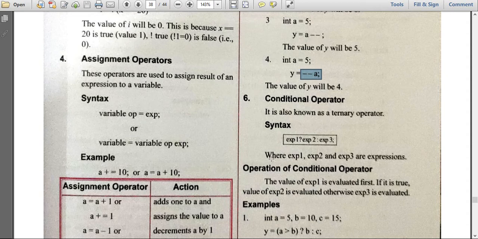So the first one is the condition. If the condition is satisfied, expression 2 will get executed. If the condition is not satisfied, expression 3 will get executed. In between expression 2 and expression 3, only one expression will execute, depending on the condition you have in expression 1.